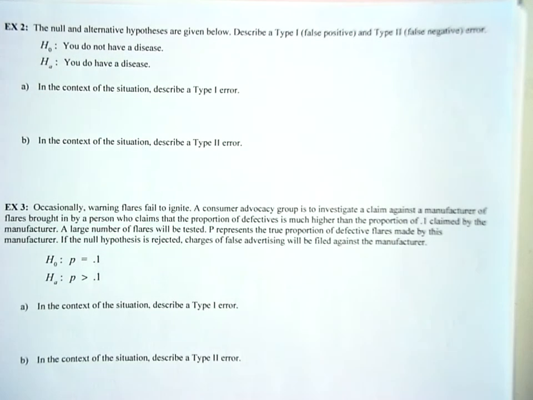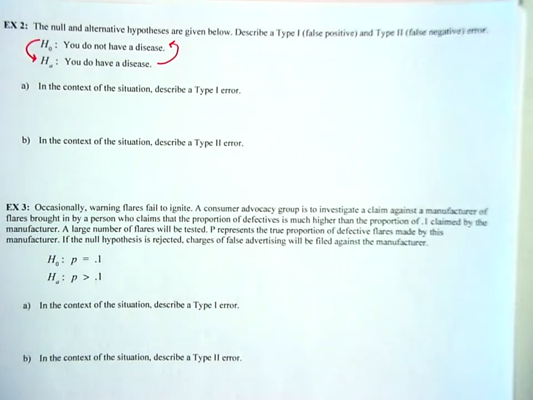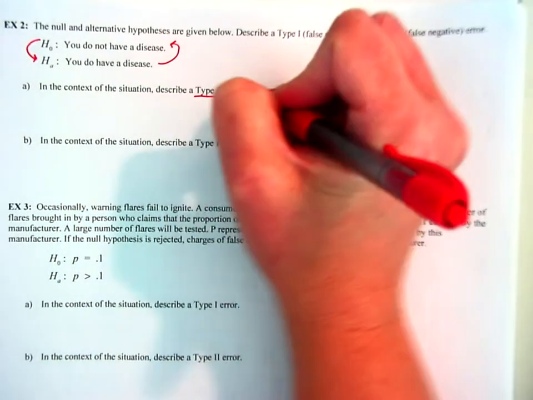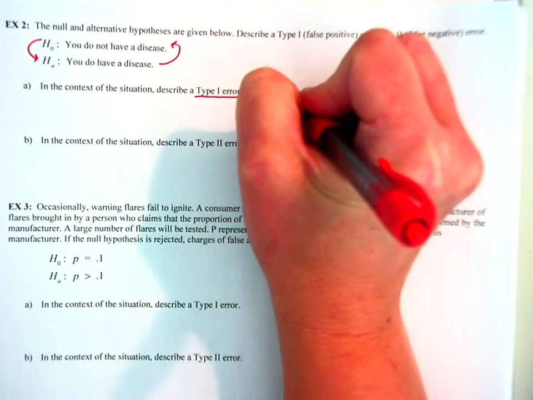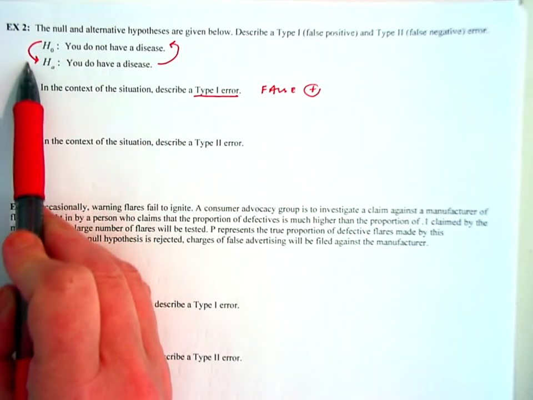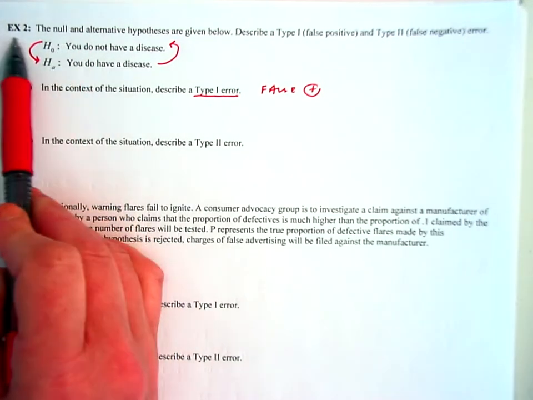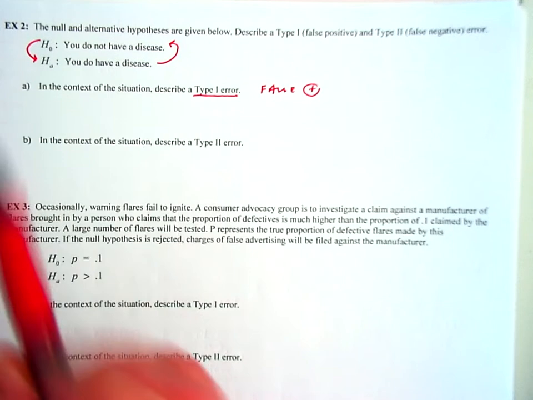The null and alternative hypotheses are given below. Describe a type 1 false positive and type 2 false negative error. So again, I'm going to keep with my little system with the arrows. So go like this, and then go like this. In the context of the problem, describe a type 1 error, false positive. We're saying this is the truth, this is what we actually found. So you do not actually have a disease, but the tests find that you do.